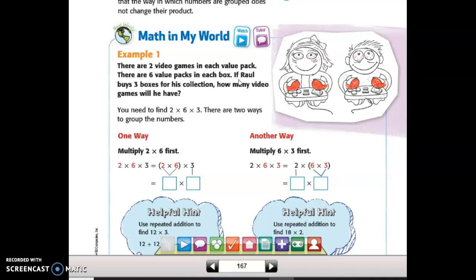Now I get it. Okay, if Raul buys 3 boxes for his collection, how many video games will he have? So you need to find 2 video games times 6 value packs times 3 boxes. There are 2 ways to group the numbers. One way is you multiply 2 times 6 first. So 2 times 6 is 12.